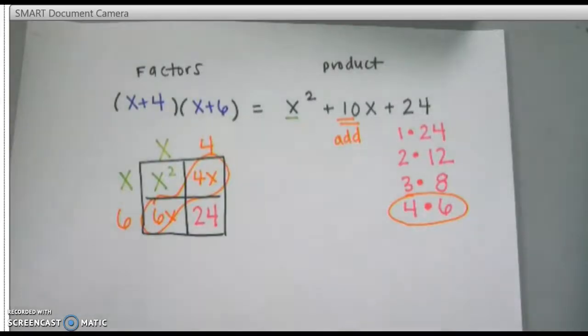All right, and basically it doesn't really get any different than that. The only thing that we're going to start getting more comfortable with is negative numbers and knowing when to put a negative and when to put a positive. That's the main thing that we'll practice in class.